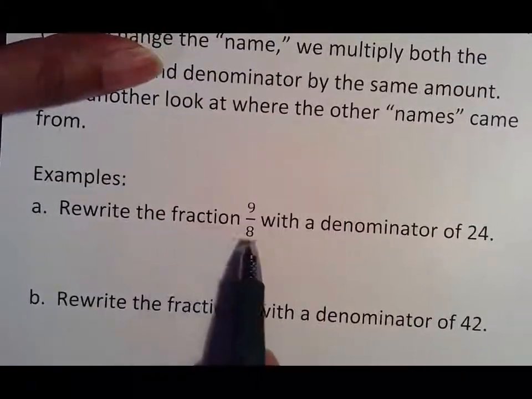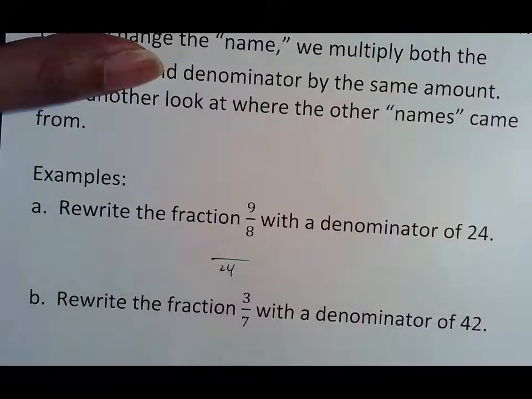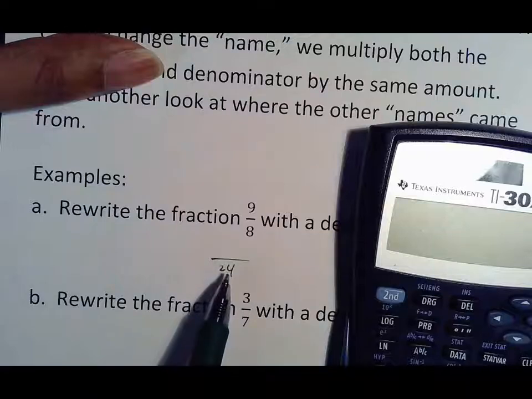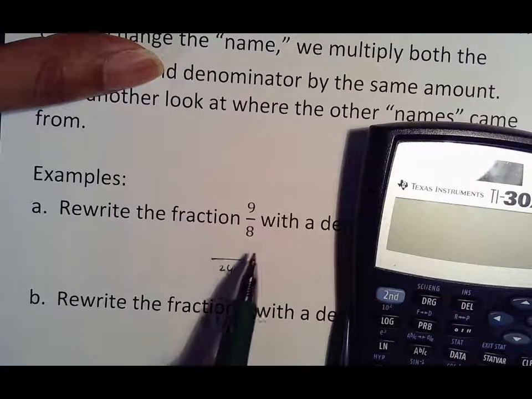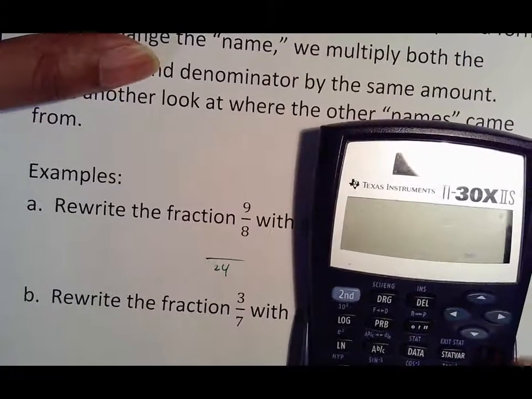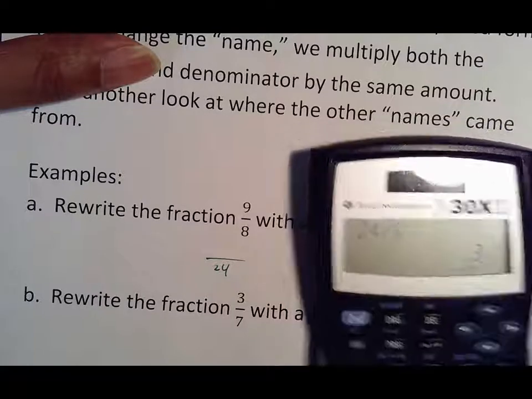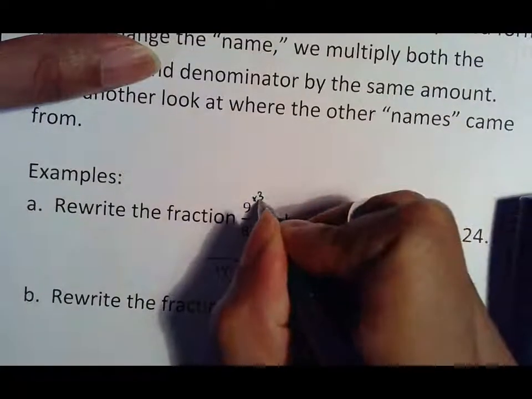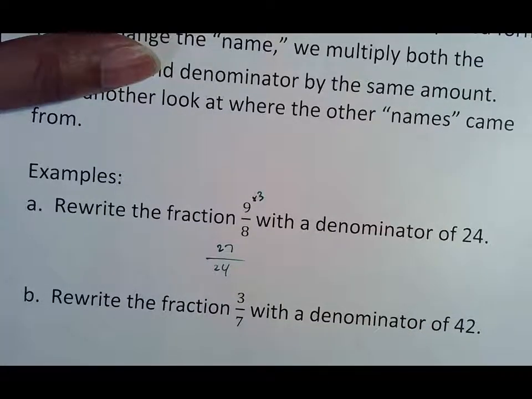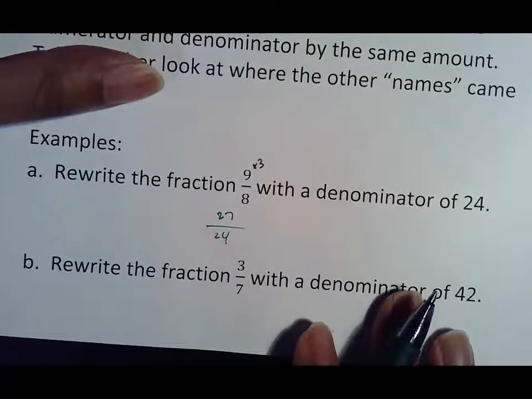If you are asked to rewrite 9/8 with a denominator of 24, then I would put 24 on the bottom. I would figure out what 8 multiplies to be 24, and remember the way you do that is by dividing. If you want to know what multiplies by 8 to make 24, use the opposite of multiplication, which is division. So 24 divided by 8 is 3, which means I'll multiply this by 3. 9 times 3 is 27, and that would be your 9/8 in 24ths as your denominator.